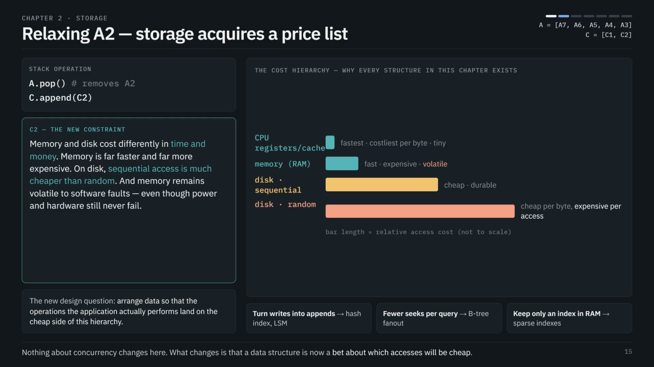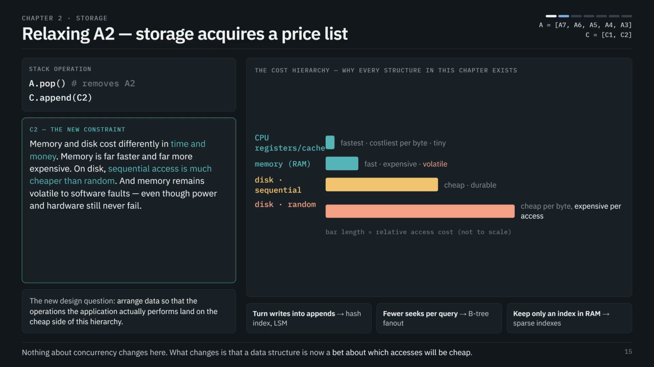Look at the cost hierarchy on screen and read it top to bottom. CPU, registers and cache: fastest, costliest per byte, and tiny. Main memory: fast, expensive, and volatile. Sequential disk access: cheap and durable. Random disk access: still cheap per byte, but expensive per access. And that last distinction is the one that shapes everything in this chapter.